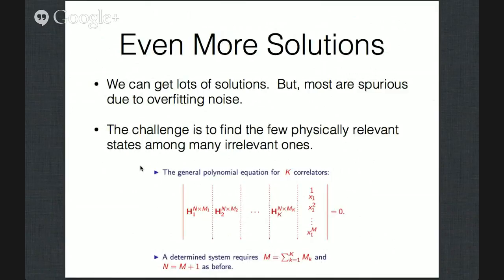If you like, I can even go to the limit where each correlation function just contributes to one column of this matrix. So, in principle, I can get a lot of information into this system, to the point where, if the length of my time direction is nt, I should be able to get nt minus one solutions always. That's the limit.